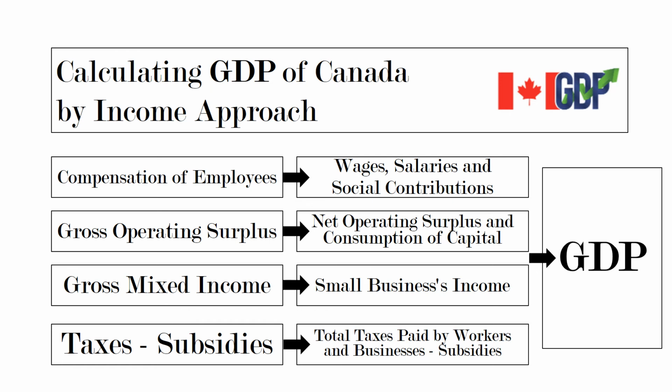And second, the gross operating surplus, which is the sum of income generated from property or capital like rent or interest, and also income from entrepreneurship. And the third one is the gross mixed income, which is the sum of small business income. For example, independent accountants or doctors who run their own clinics, like walk-in clinics, can be considered in this group.